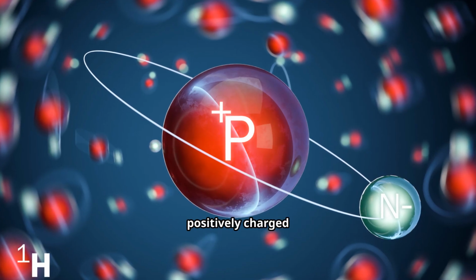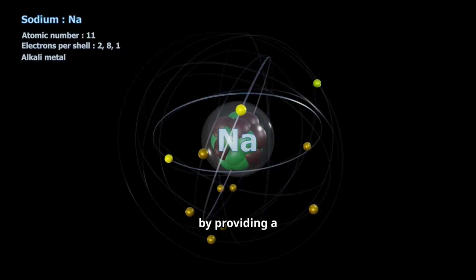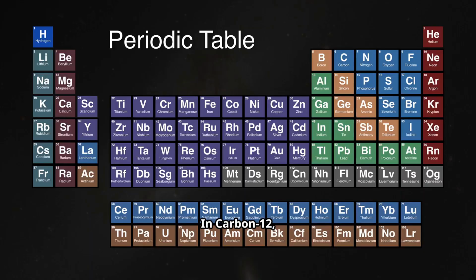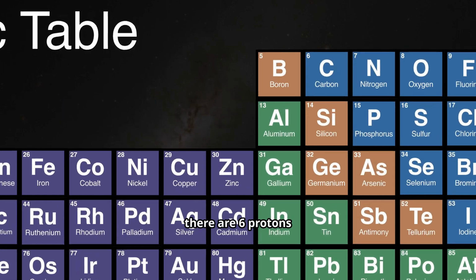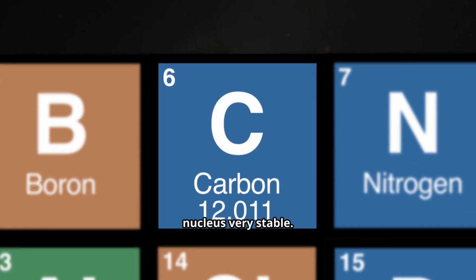Protons are positively charged and naturally repel each other. Neutrons help hold the nucleus together by providing a stabilizing force without adding more repulsion. In carbon-12, there are 6 protons and 6 neutrons, a perfectly balanced ratio that makes the nucleus very stable.